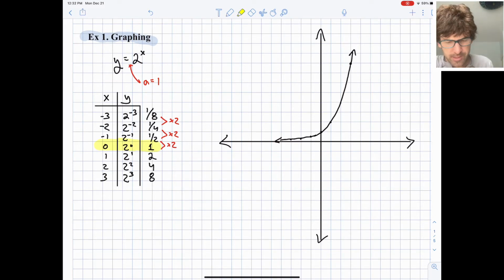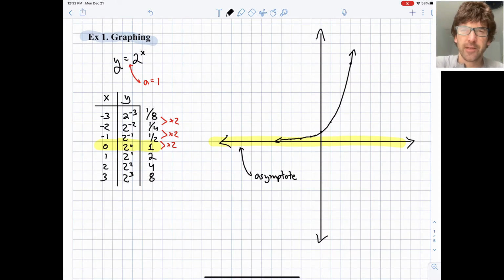One thing to notice is that the x-axis in this case is called an asymptote. An asymptote is a line that your function will get infinitely close to but never actually touch. So as our curve continues to go to the left, it will never actually touch the x-axis. The distance to the x-axis will keep getting chopped in half, but it'll never actually touch it. That's an asymptote.